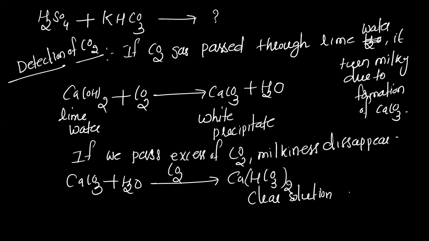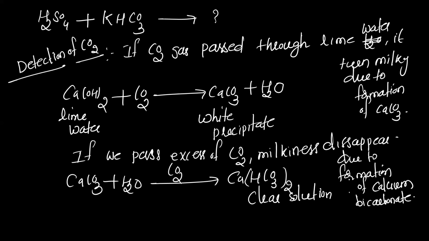So always, if we pass a limited amount of CO2 gas through the lime water, it will turn milky, so we can confirm that the given gas is CO2. But if we pass excess CO2 through the solution, then the milkiness disappears due to the formation of calcium bicarbonate.